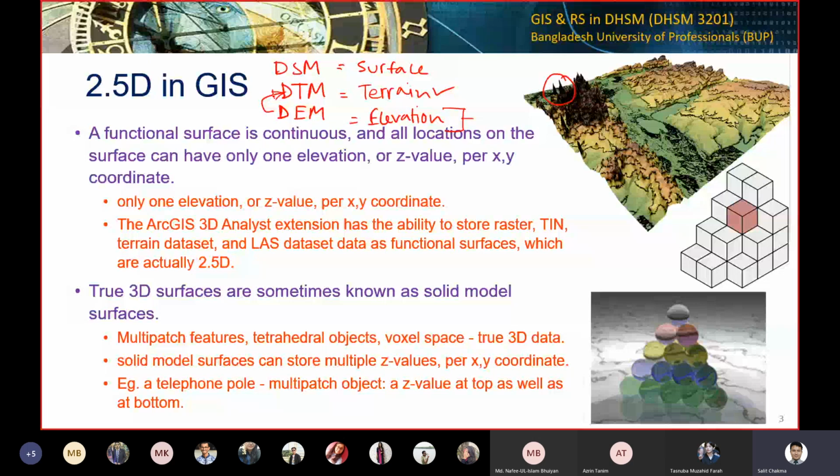So that's why, when you want to do surface analysis, you should rely on a DTM, especially if it's something like flood analysis. You should try to avoid DEM or DSM. That being said, it's hard to get a DTM from satellite data.